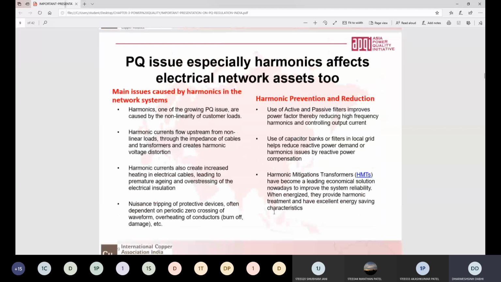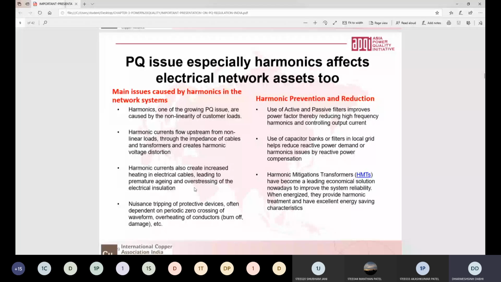What are the power quality issues, especially harmonics, that affect the electrical networks? We already discussed how harmonics are produced, how they affect the power quality, and how they affect the devices in the power system. The main issues caused by harmonics in the network: one of the growing power quality issues, generated by most of the non-linear loads of the customers. Sometimes harmonics are transferred from the load side to the supply side through the transformers. That distorts the supply side voltage and creates voltage unbalance.